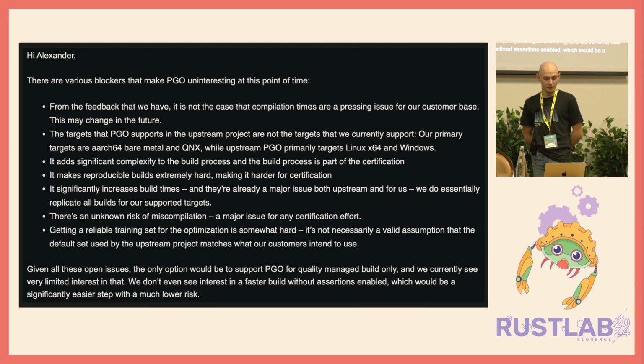You can review it quickly. Why is PGO not enabled for the Ferrocene compiler, especially if the Rustc compiler is already optimized with it? So, the first one: customers don't care about compilation times. Second, targets that PGO supports in upstream are not the targets that they currently support. Okay, actually, it's not a good reason because at least instrumentation PGO is target independent, but anyway.